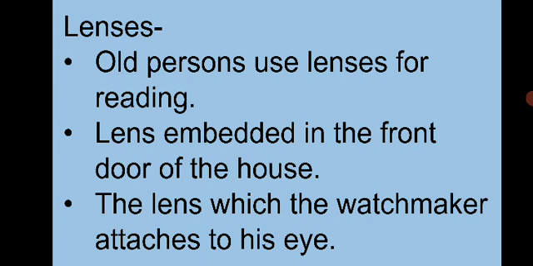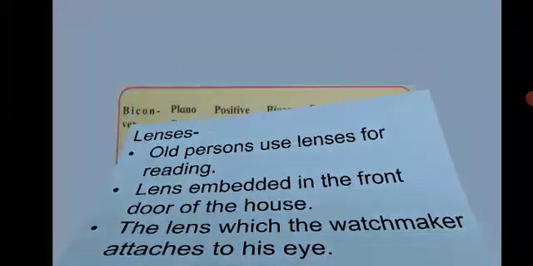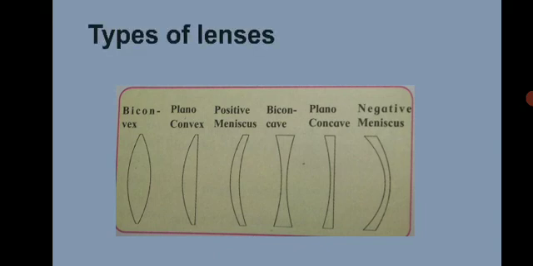A lens is a transparent medium bound by two surfaces. There are many types of lenses which are used. This picture shows different types of lens. First one is the biconvex lens, second is the plano-convex, third one is the positive meniscus lens, fourth one is the biconcave lens, then plano-concave lens, and last negative meniscus.